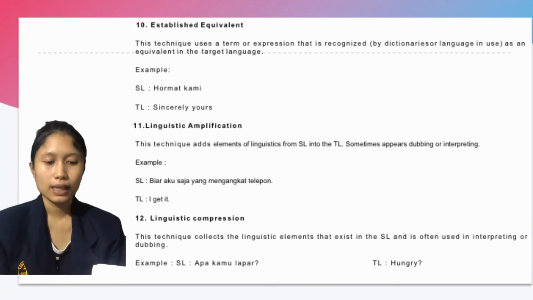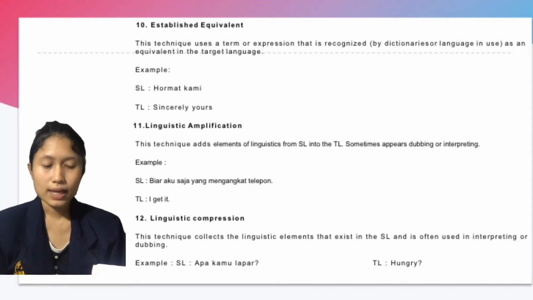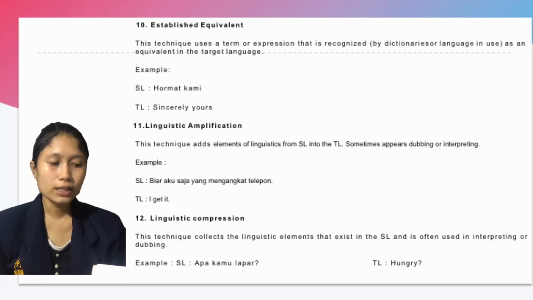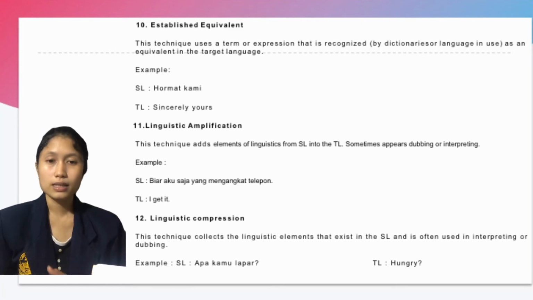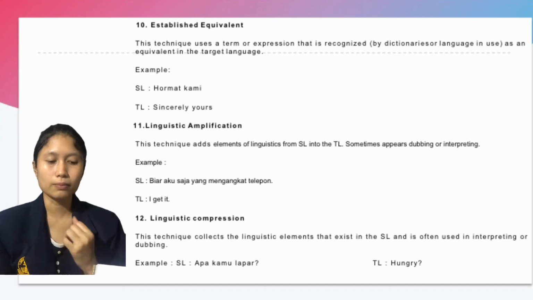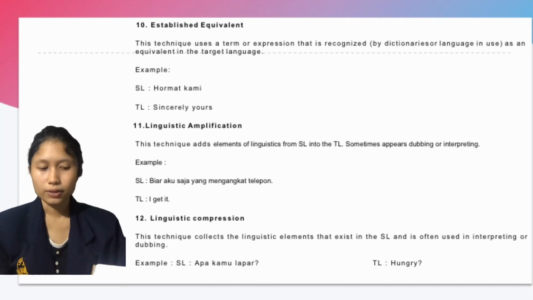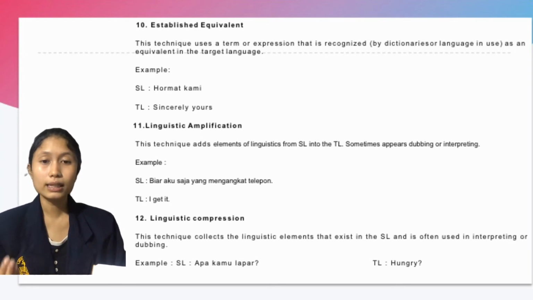And the 11th is linguistic amplification. This technique adds linguistic elements from the source language into the target language. Sometimes it appears in dubbing or interpreting. For example, source language "Biar aku saja yang mengangkat telepon". The target language is "I'll get it".